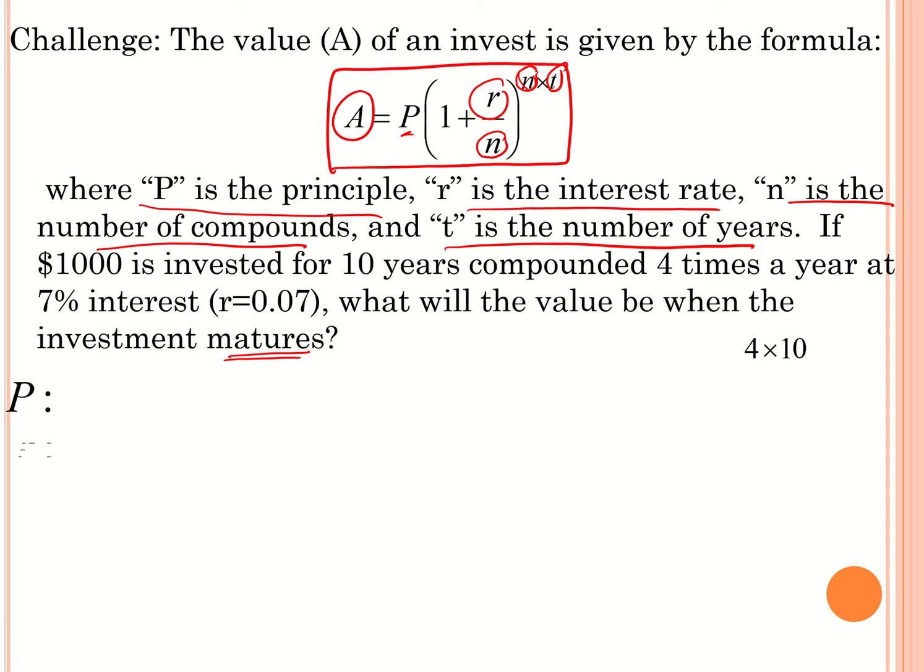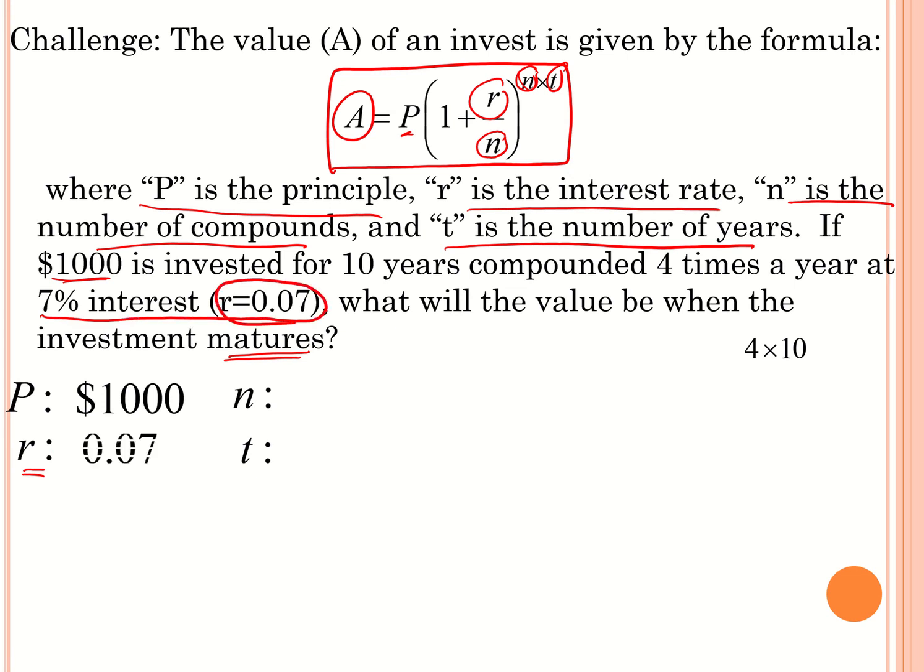Okay, what is P? P is how much money you invested, and that's $1,000. So P is $1,000. Okay. R is the interest rate, and it says right here that it's 7% interest, so R would then be 0.07. Okay, and there's a number of compounds in a year. So if it's compounded monthly, it's 12 times a year, but right now it says compounded 4 times a year. That means that N would be 4. Okay, last thing is, hey, how long am I investing it for? And it says right here 10 years, so therefore T will be 10.